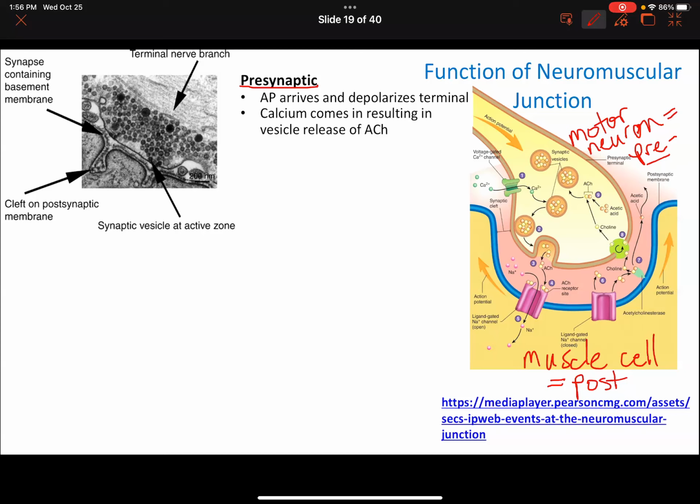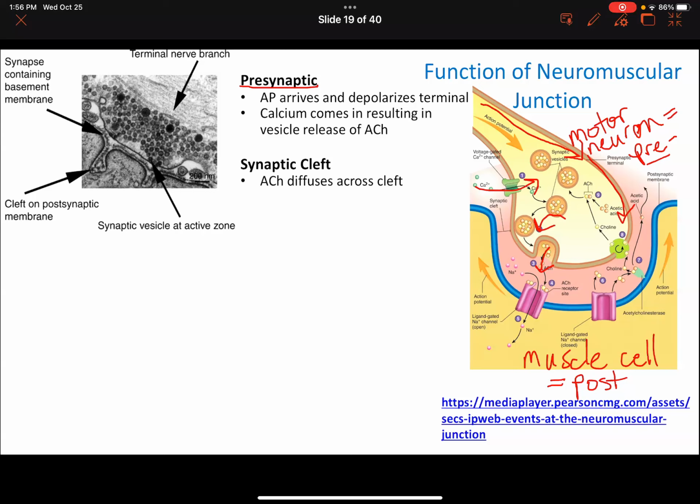So this action potential arrives down the axon, gets to the axon terminal, and it depolarizes. What happens in depolarization is it's becoming more positive. So the membrane potential of this axon terminal will become more positive. And what this does is this causes calcium to come in, and the calcium is needed to cause exocytosis of those vesicles. And that will cause the acetylcholine to be exocytosed into the synaptic cleft.